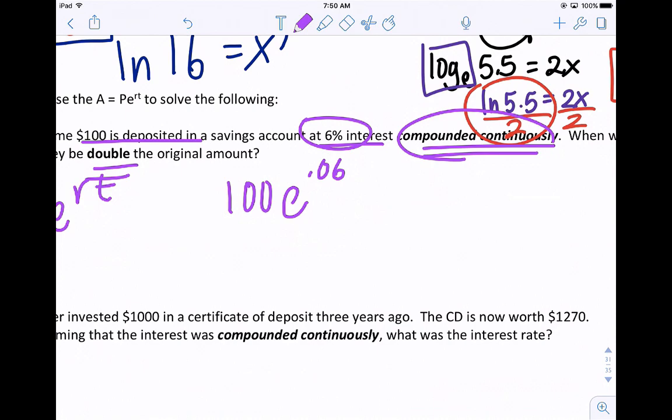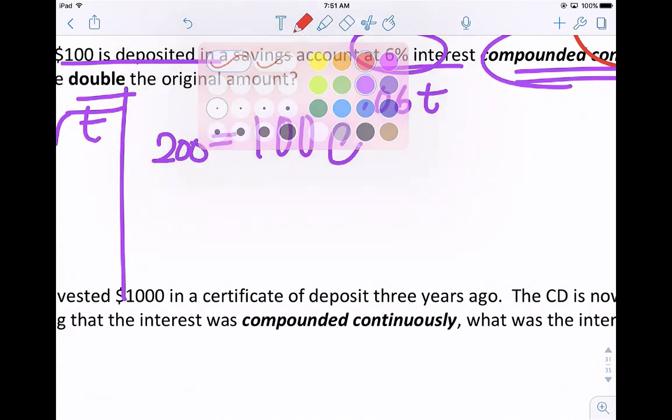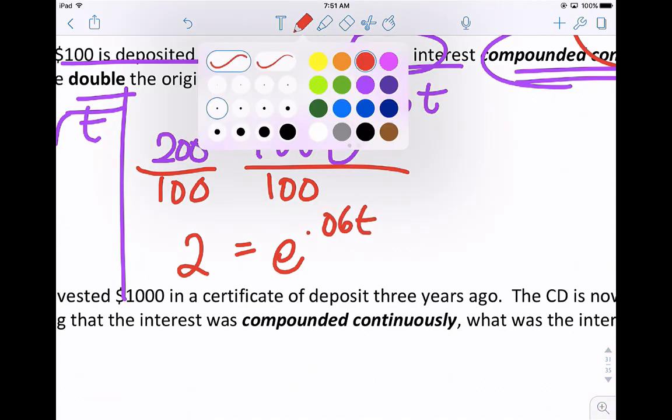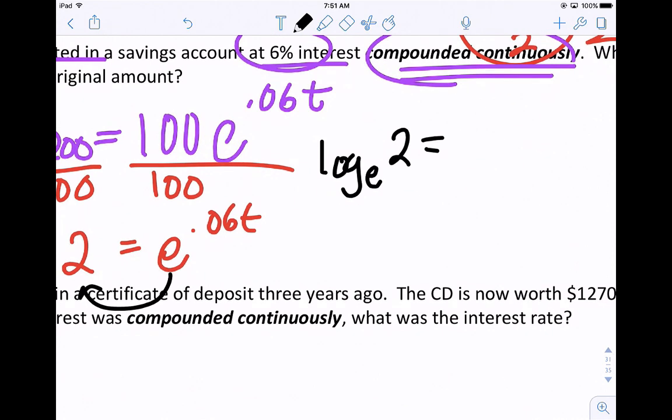And then we don't know time, but t. When does the money double the original amount? So I'll put equals 200. Okay, so here's plugging into Apert. Now we solve. We want to get the base and the exponent by itself, so I'll divide by 100 first. We get 2 equals e to the 0.06t. Let's change this to log form. So base is e, so log base e of 2 equals 0.06t.